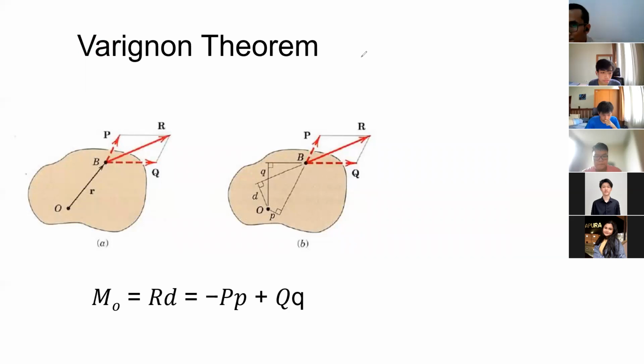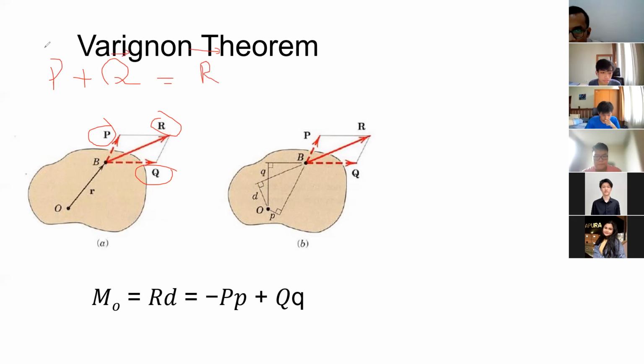Okay, when we have a certain force, R like that, we can divide the force into several forces, where if we add those several forces, the summation will be the same as the R. We call this theorem the Varignon theorem, and when we divide this vector R into vector P and Q, vector P plus vector Q is equal to vector R.